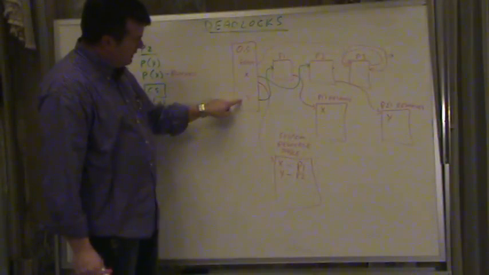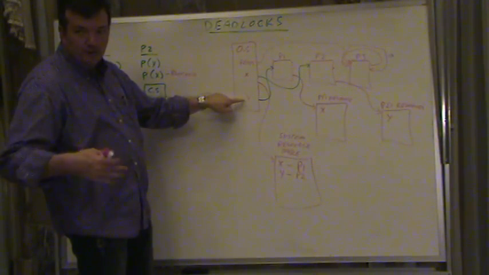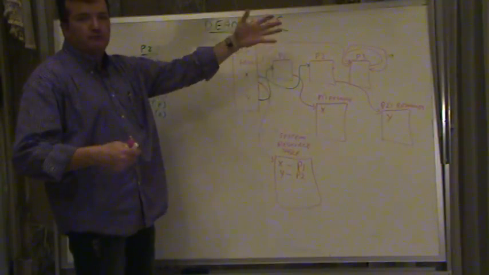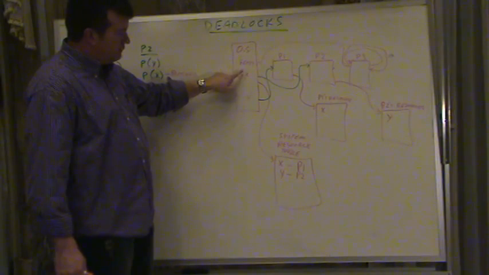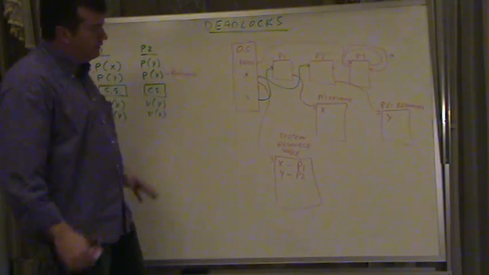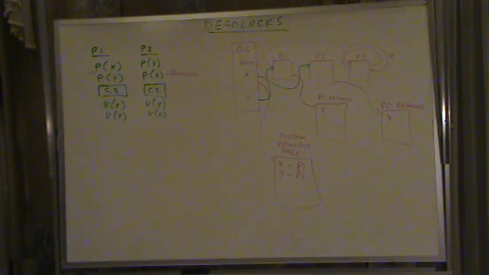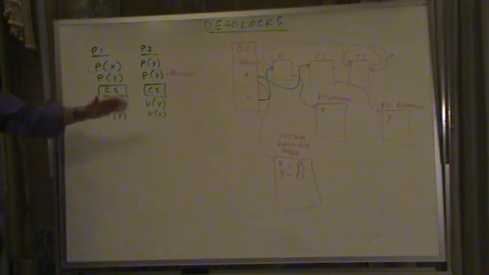Process 1 is waiting for resource Y to become free so it can go back to the ready queue and start running again. Process 2 is waiting for X to become freed up so it can get moved back to the ready queue and start running again. And it turns out X and Y, process 1 and process 2, are waiting for each other to finish, and they'll never finish. So this situation is called a deadlock.